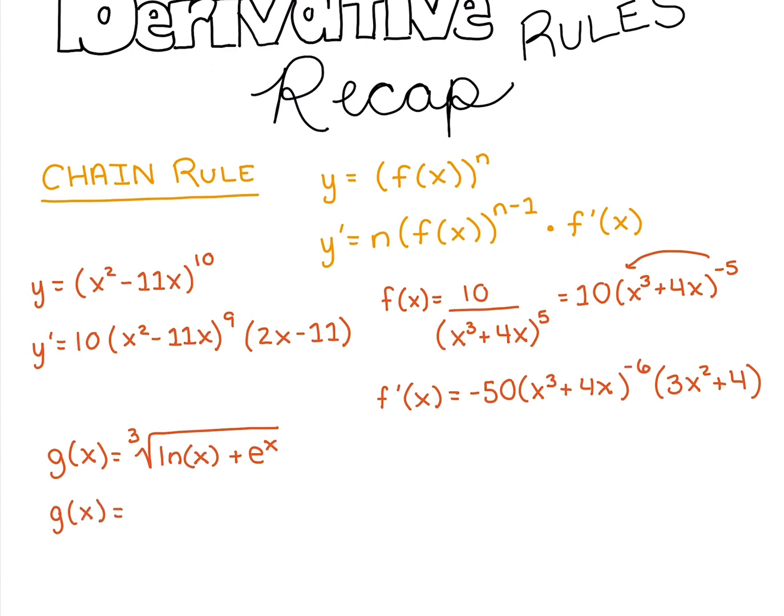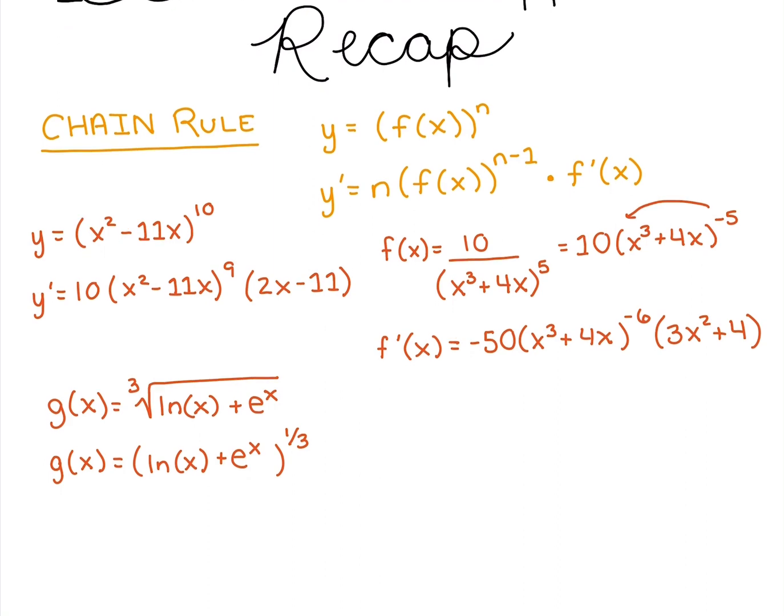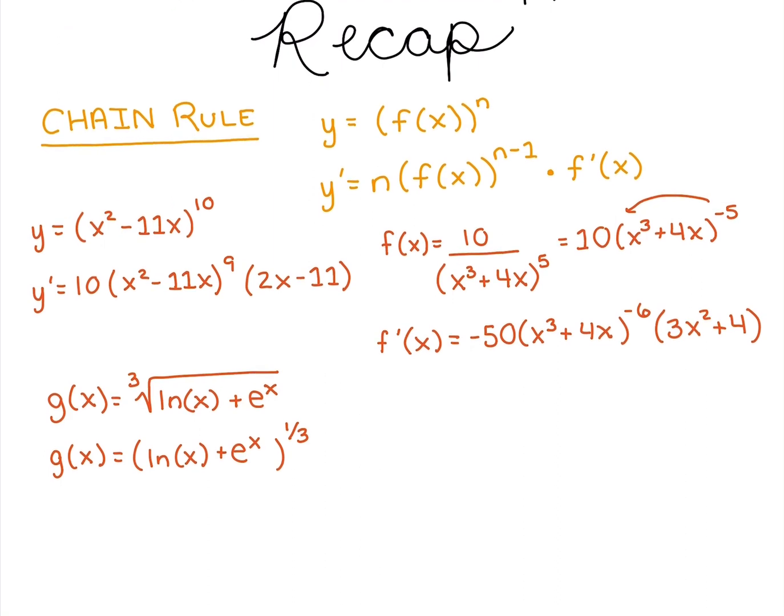So our first step is to rewrite it. So the square root would be the 1/2 power. The third root is a 1/3 power. If it's a fourth root, it's a 1/4 power. Fifth root is a 1/5 power. This one happens to be a third root, so it's going to be the 1/3 power. And now we're ready to follow that same chain rule. So we're going to write it as g prime of x, bring down the power, 1/3, and subtract 1 for the new power. 1/3 minus 1 is negative 2/3.